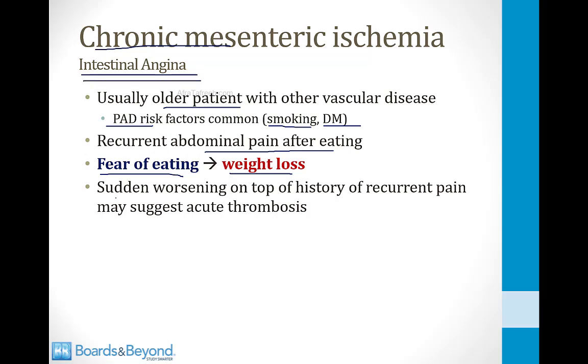Sometimes these patients develop a sudden worsening of abdominal pain on top of a history of recurrent pain, and when you see this type of history, that suggests an acute thrombosis on top of a vascular plaque.